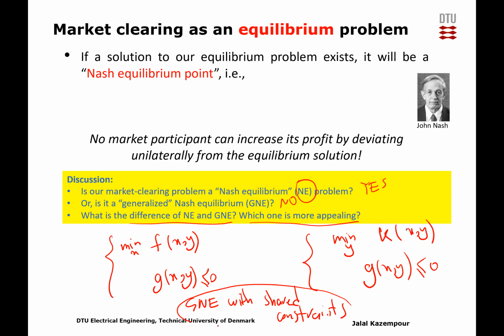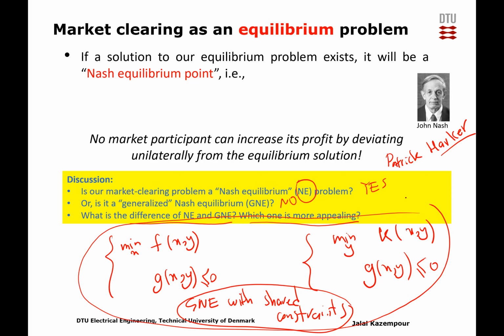So if you're interested in GNEs with shared constraints, you can read some seminal papers from Patrick Harker. He explained some conditions, which are now known as Harker conditions. There we realized that for GNEs with shared constraints, we may have a Nash equilibrium whose solution is the same as the solution of the GNE with the shared constraints. But there are certain conditions, and for that you need to read Harker's paper. Hope it's clear.